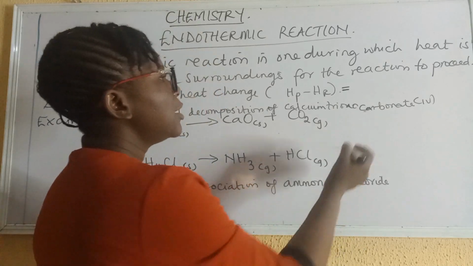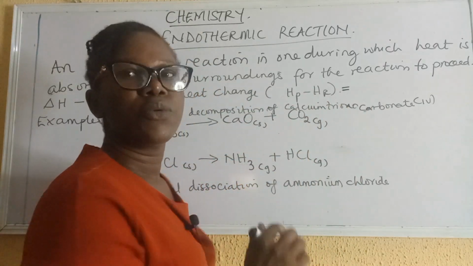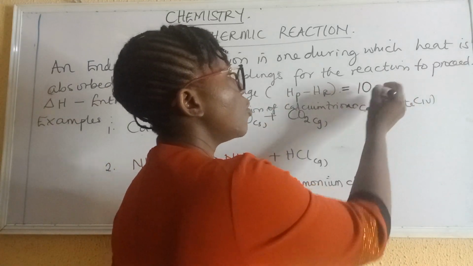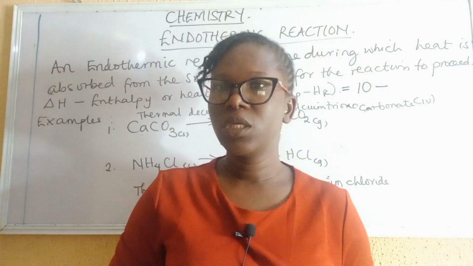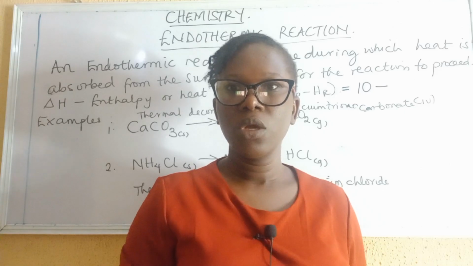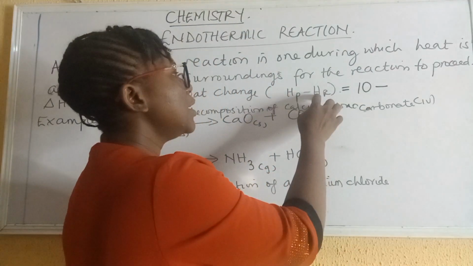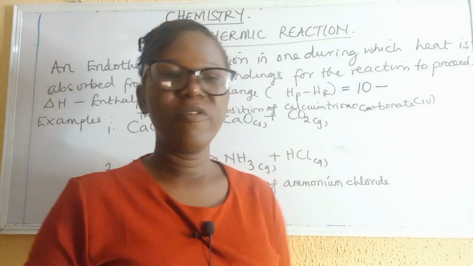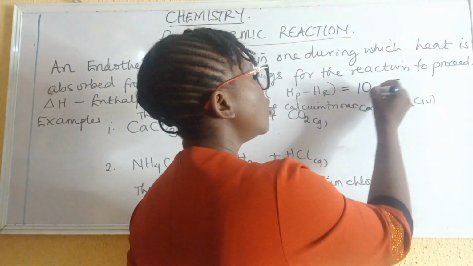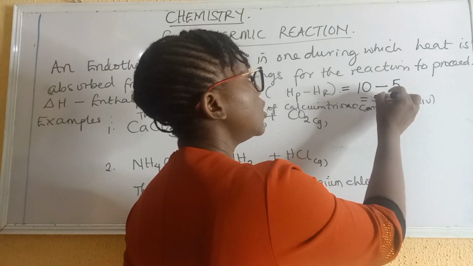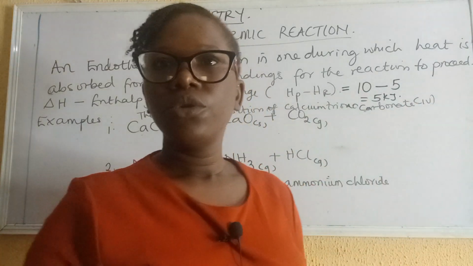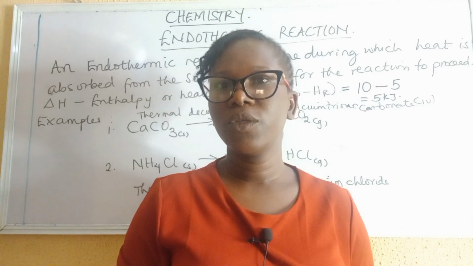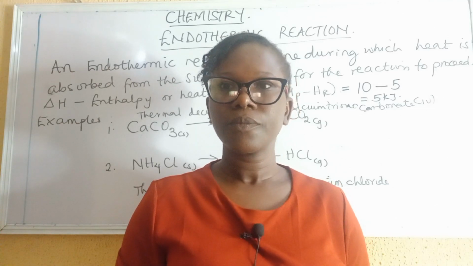So it means that if the heat of product is 10 kilojoules per mole, because heat is a form of energy and is in joules, and then the heat of reactant, which was low at the beginning, is 2 or 5, by the time you deduct this, you end up having a positive answer. So this shows that the heat of reaction in an endothermic reaction is positive.